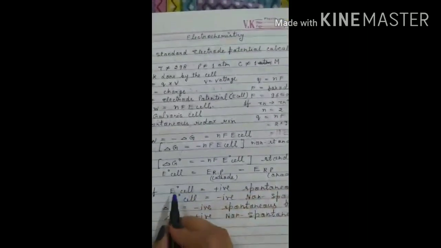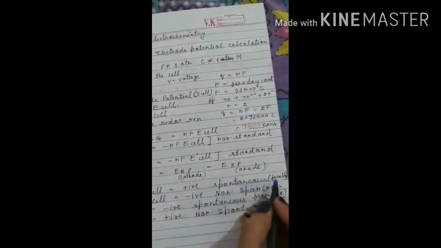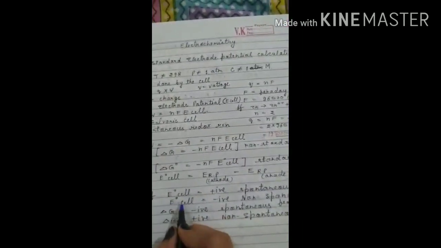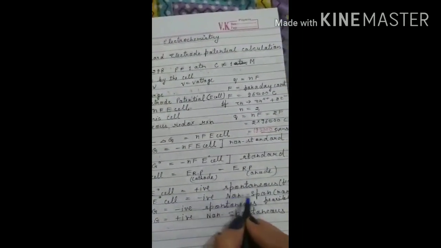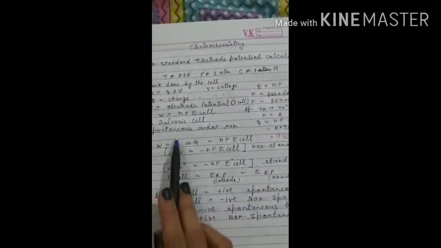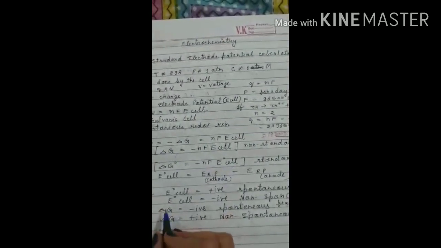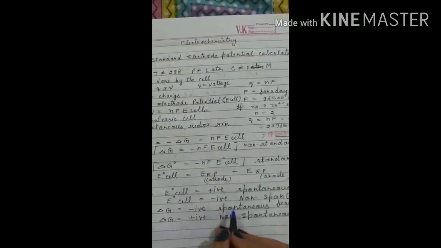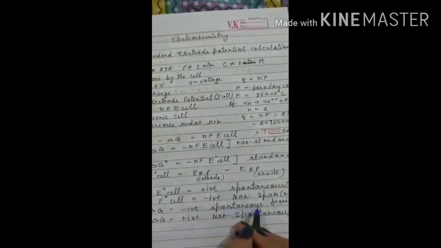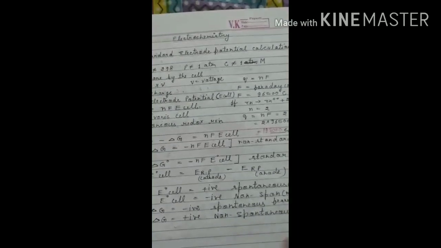So if we get E°cell positive, then the reaction becomes spontaneous, meaning feasible. If E°cell is negative, then the reaction will be non-spontaneous, meaning non-feasible. So here we get the reverse relation between ΔG and E°cell. When ΔG is negative, the reaction will be spontaneous, and when ΔG is positive, the reaction will be non-spontaneous.